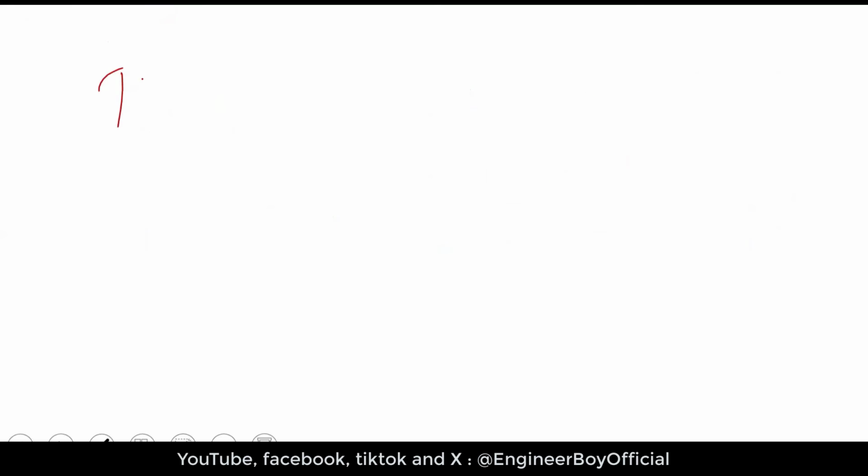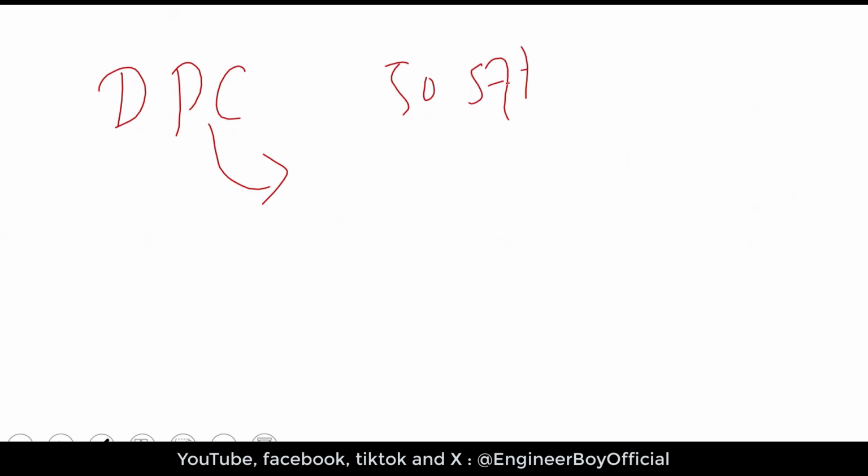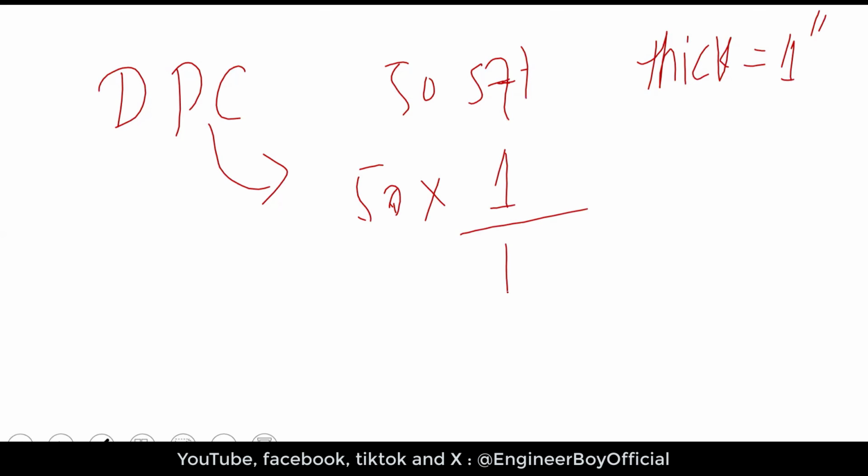Okay, one other thing. Let's cover DPC, and I'm not going to calculate these things. Now, what we have done in DPC, let's say if we have 50 SFT. Remember DPC was just calculated in terms of area. Now let's say the DPC thickness is 1 inch. So we have to convert this into volume now in analysis. You have to multiply this with 1, but the 1 is in inches, so let's divide that by 12 to convert it into feet. We must have something in CFT.